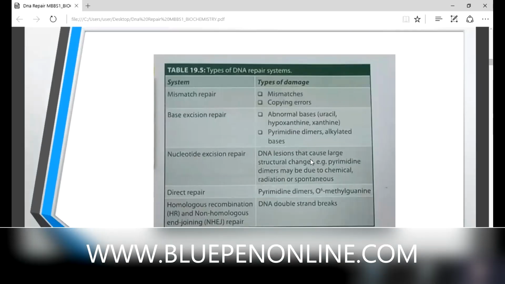Have you heard about the names of these repair systems, Sandhya? Mismatch repair is a very common repair. Mismatch repair, base excision repair, then nucleotide excision repair, then direct repair. Then the next ones are homologous recombination and non-homologous end joining repair. Simple to complex.